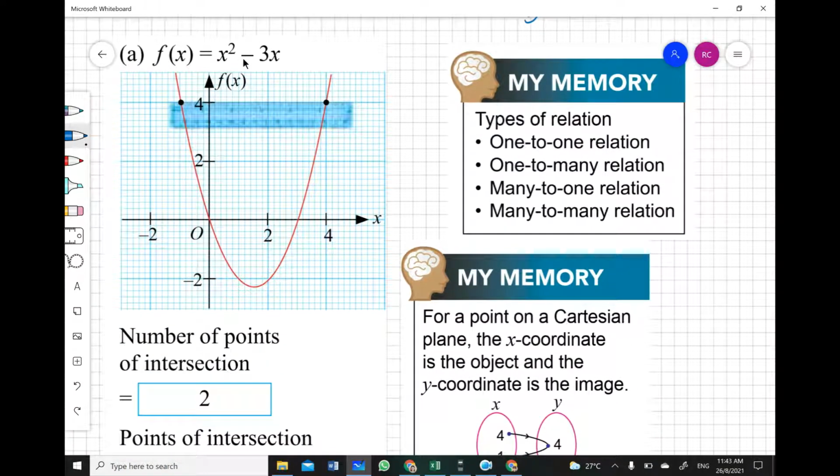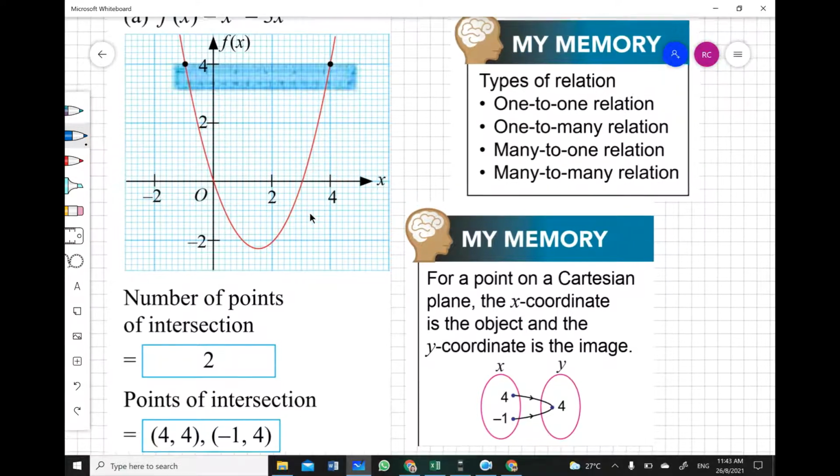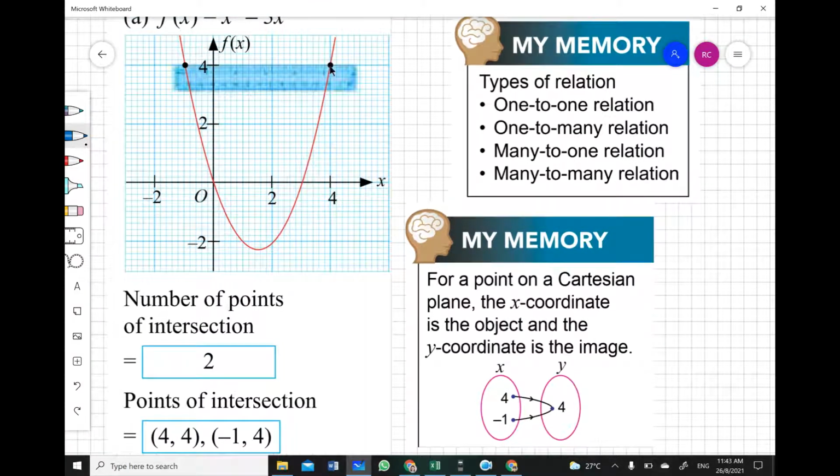f(x) is equal to x squared minus 3x. So if you look at the graph over here, this is x squared minus 3x. So over here we have 2 points of intersection. They are giving you these 2 points over here. And then the point of intersection is (4, 4). This part over here, you can see (4, 4) and (-1, 4). Where is it? Oh, here they are showing you this one, (4, 4) and (-1, 4).